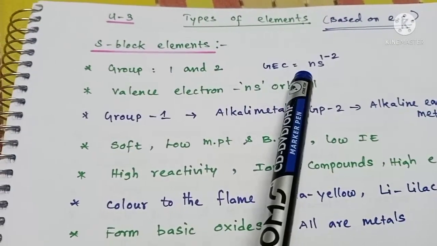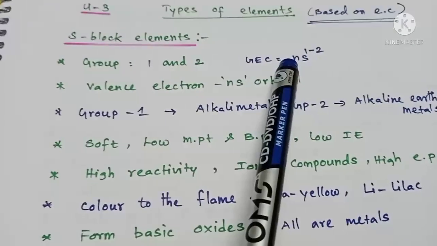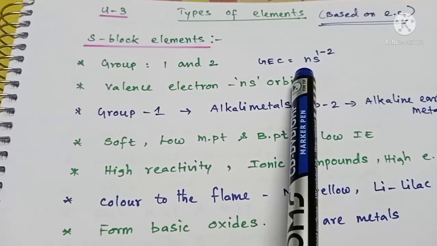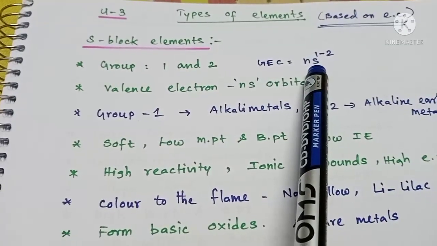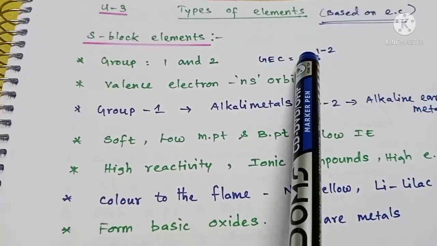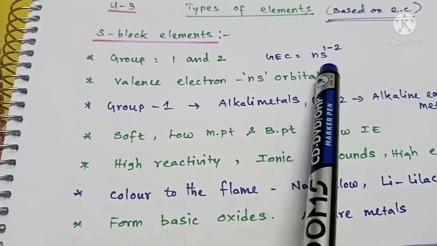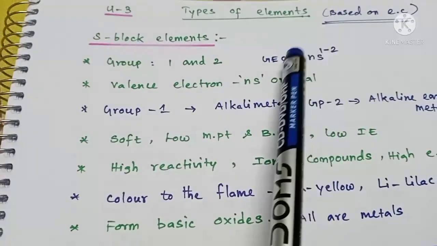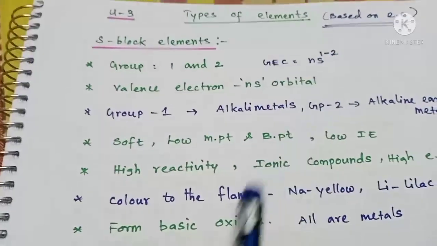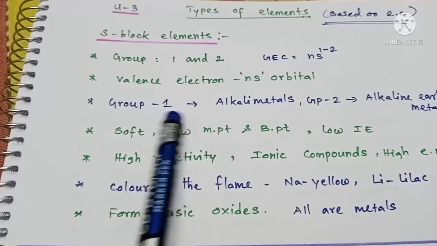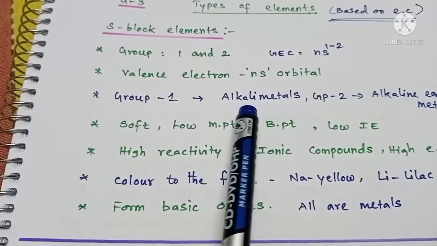The general electronic configuration of S block elements is ns 1 to 2. That is, S block elements have electrons in the ns orbital. The ns orbital can have a minimum of 1 to a maximum of 2 electrons. That is the general electronic configuration, ns 1-2. Then in this, group 1 is generally called alkali metals.